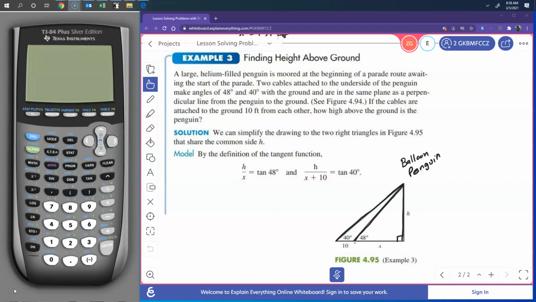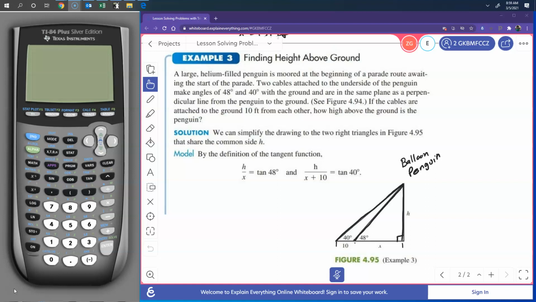So the tangent of 48 is going to be the opposite, which in this case is h, over the adjacent. Now, the next cable makes a second right triangle, but it's 10 feet further from the first cable. So the distance from here to here is going to be x plus 10, and the ratio for tangent of 40 is going to be opposite, which is h, over x plus 10.